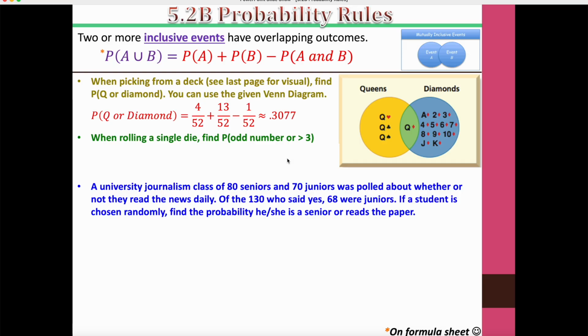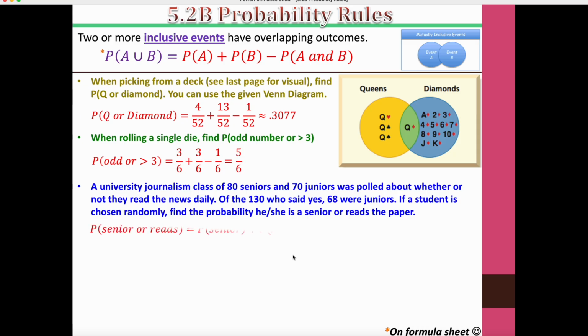Cool. Easy peasy. When I roll a single die, find the probability that it's an odd number or it's greater than 3. Well, we want to subtract the probability of rolling an odd number that is greater than 3 because that counts as A and B. So 3 of the numbers are odd, 3 of the numbers are greater than 3, 4, 5, 6, right? And I'm subtracting the overlap because a number that's odd and greater than 3 is 5. So I end up with the probability of 5/6, which if you think about it is just every number except 2, right?